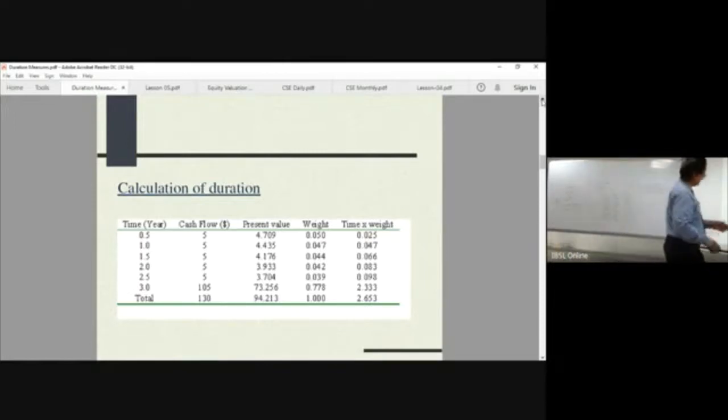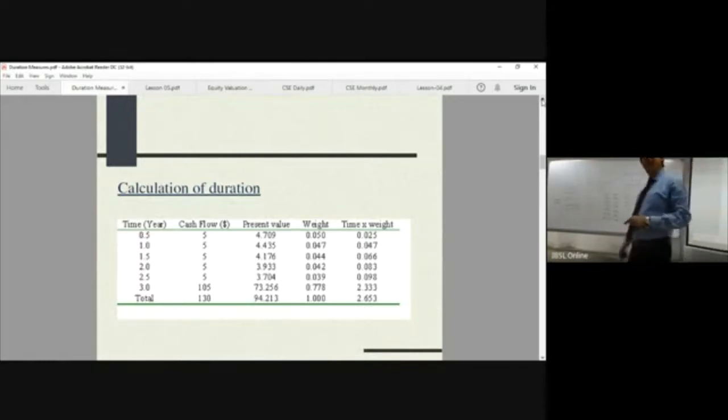And you have to add another column here. We call it time squared into w. That means you multiply the time squared column value with the weight column value. In that case, you have 0.25 into 0.050. Then you get the time squared value here. You add that column there, and you will arrive at the convexity also.